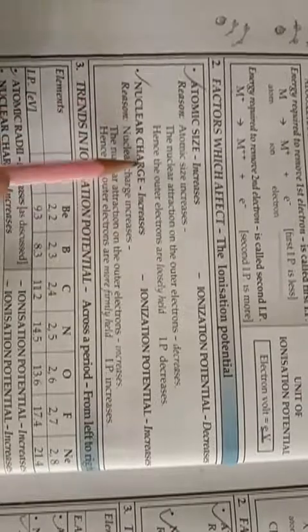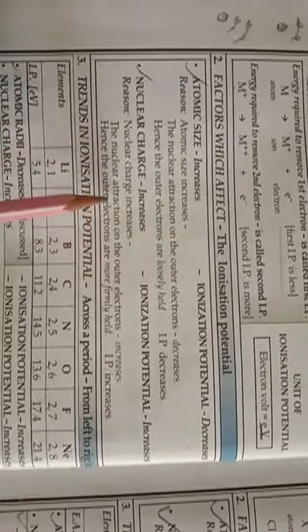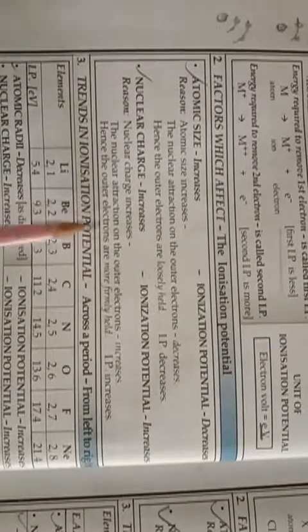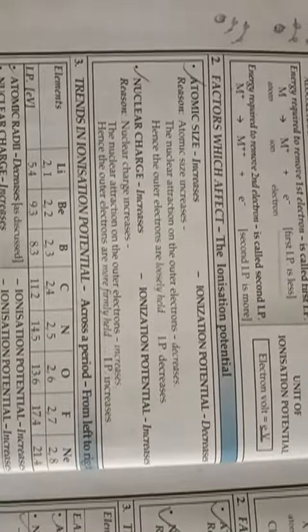The second factor: as nuclear charge increases, ionization potential increases. Nuclear charge increases, the nuclear attraction on the outer electrons increases, hence the outer electrons are more firmly held, and ionization potential will also increase. Okay, children, so take 2 atoms with the same number of shells with electrons, but let this atom have more nuclear charge and this atom less nuclear charge. The atom with more nuclear charge will have a higher ionization potential value in comparison to this atom.